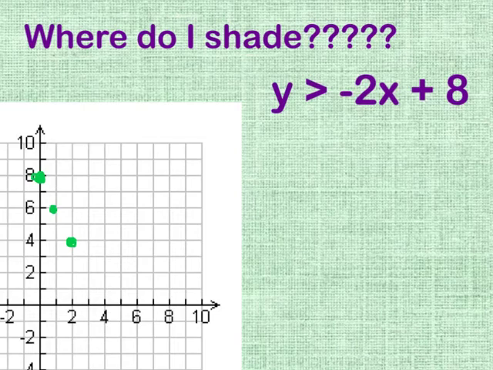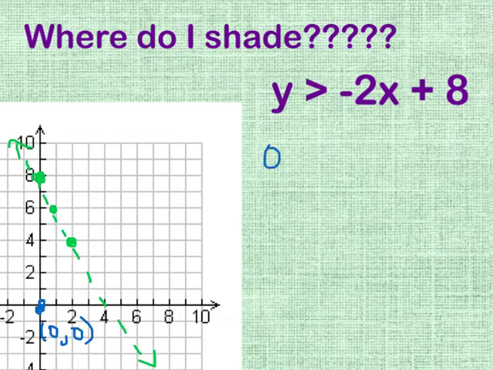It's a greater than sign, so will I have a solid line or a dashed line? If your answer was a dashed line, you would be correct. We will draw dashes through. And now let's pick a point to test out to see where I should shade. Again, 0, 0 is a great point to select.